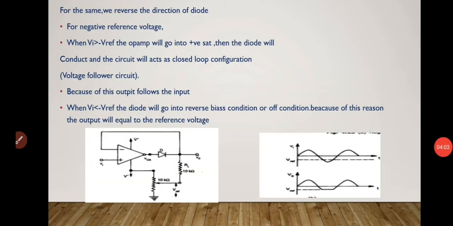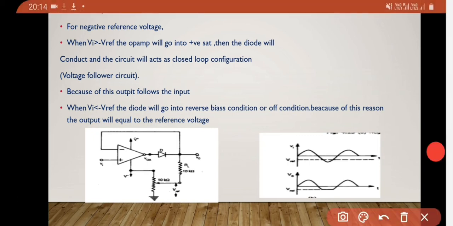For the same circuit, we can reverse the direction of the diode to get a negative clipper circuit. For a negative reference voltage, when the condition Vi is greater than minus V reference, the op-amp will go into positive saturation. Whenever the op-amp goes into positive saturation, the positive is connected to the anode of the diode, so the diode becomes forward biased. The forward biased diode conducts and acts as a voltage follower, and the output is equal to the input. Whenever Vi is greater than minus Vref, the output is equal to the input.